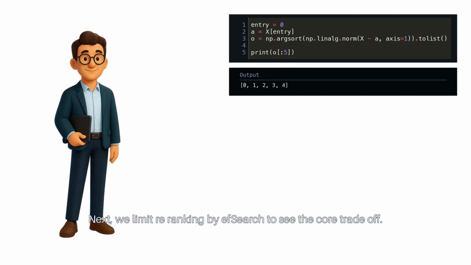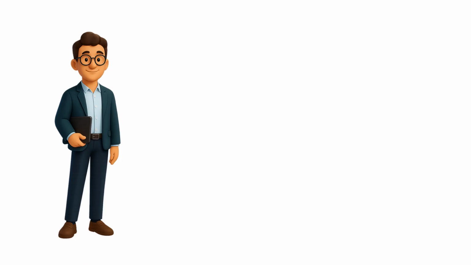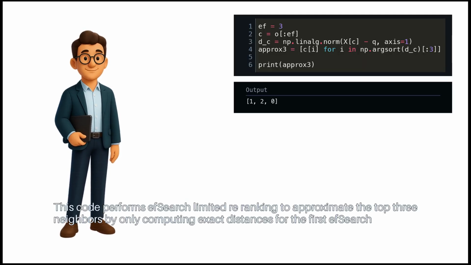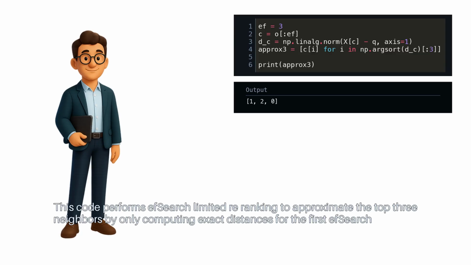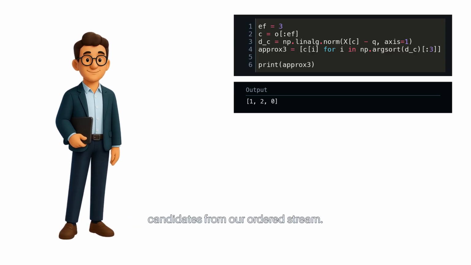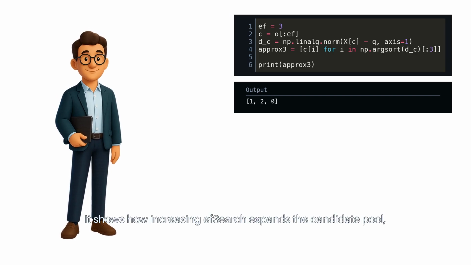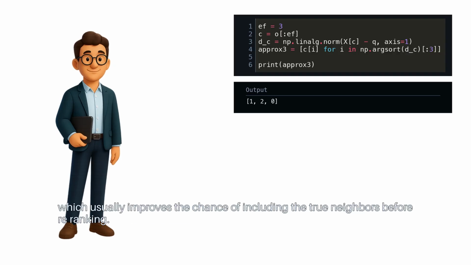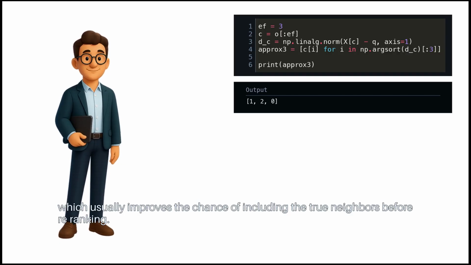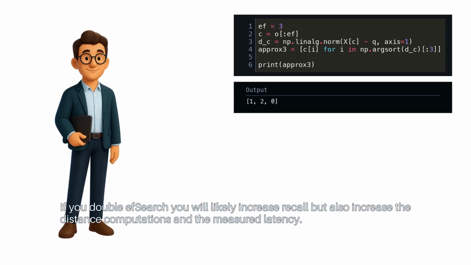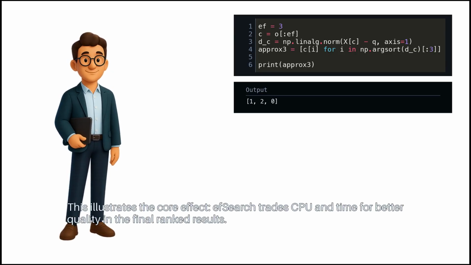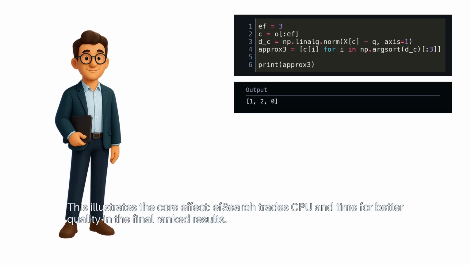Next, we limit re-ranking by efSearch to see the core trade-off. This code performs efSearch-limited re-ranking to approximate the top 3 neighbors by only computing exact distances for the first efSearch candidates from our ordered stream. It shows how increasing efSearch expands the candidate pool, which usually improves the chance of including the true neighbors before re-ranking. If you double efSearch, you will likely increase recall, but also increase the distance computations and the measured latency. This illustrates the core effect. efSearch trades CPU and time for better quality in the final ranked results.